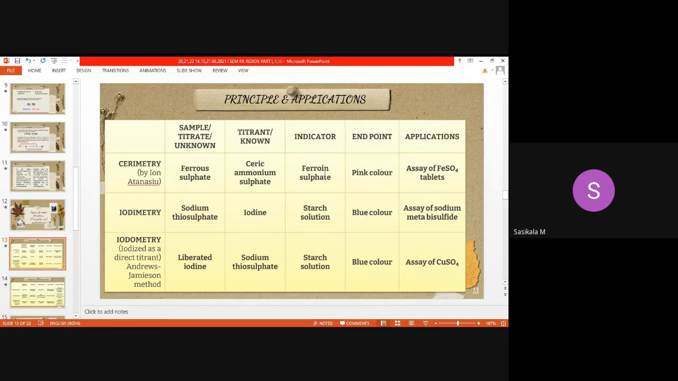What will be the indicator? Ferroin sulfate. What is ferroin sulfate? All are listening, right? Listening or not? Getting my point here? Yes, ma'am. Okay.